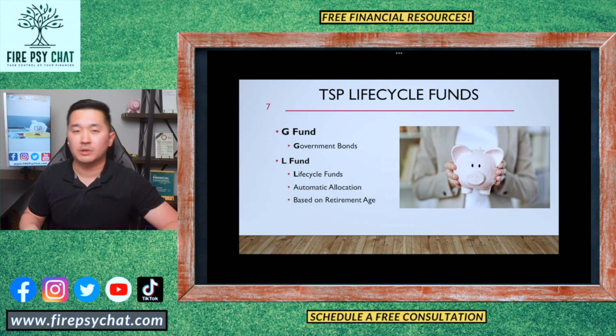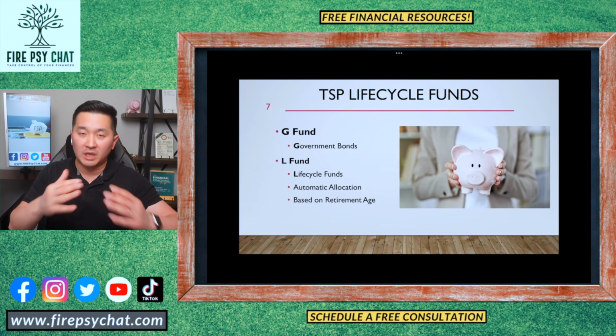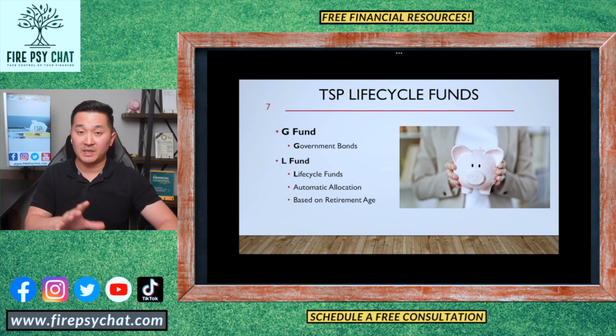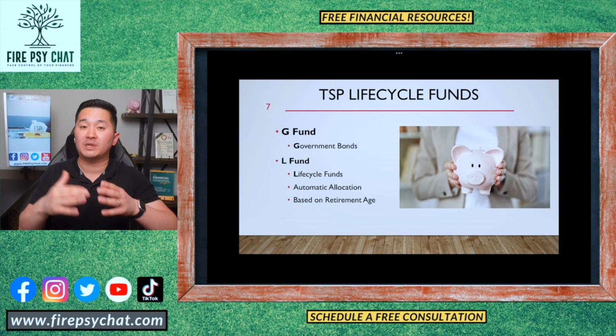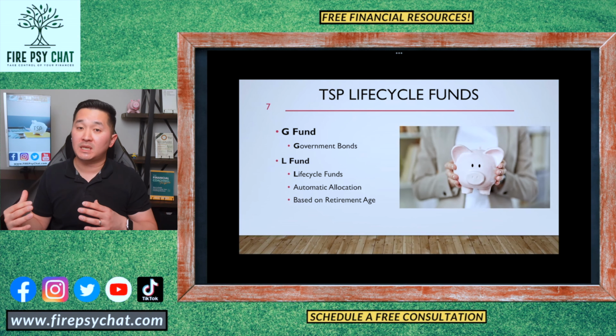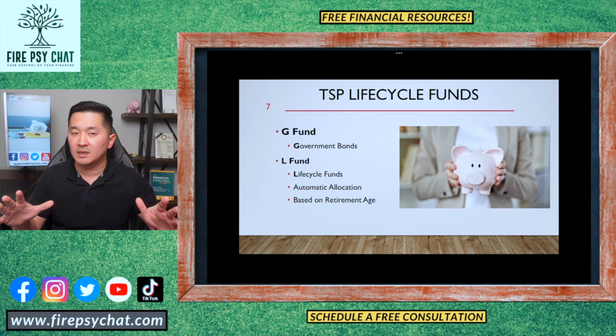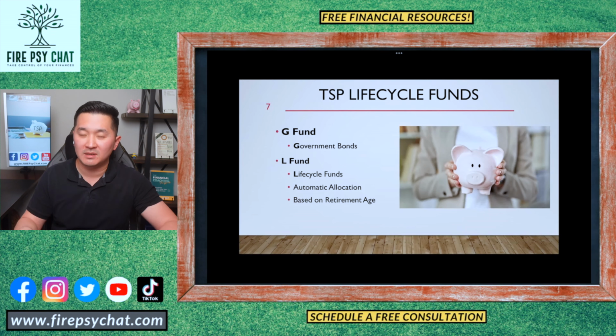Sorry, bad joke. G stands for government, or government securities investment fund, that basically tracks the short term US Treasury securities, and they're guaranteed by the US government. And there's no credit risk unless the government goes bankrupt, which would be bad. And then we will have bigger issues to worry about at that point.